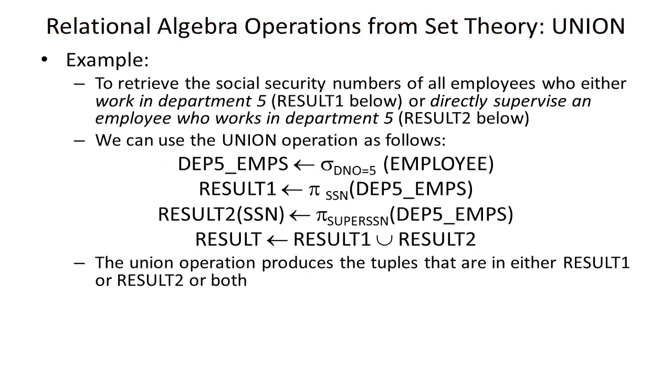Here, based on the given example, we'll get different intermediate results. When you apply department number equal to 5 on the employee table, you get one intermediate result. When you apply the projection on this intermediate result, you get result 1. Similarly for result 2, you apply projection of super SSN on the intermediate result, and you get super SSN. So in result 1 you get SSN values, and in result 2 you get super SSN values. You are combining SSN and super SSN, that means result 1 union result 2.